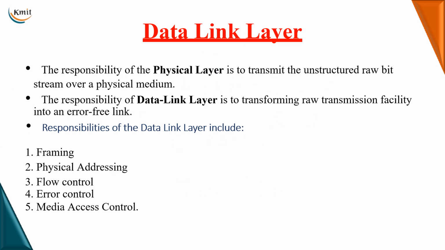Before learning about what a data link layer is, let me remind you that there are 7 layers in a network model, that is the OSI model. We have the physical layer, the data link layer, network layer, transport layer, session layer, presentation layer and the application layer.